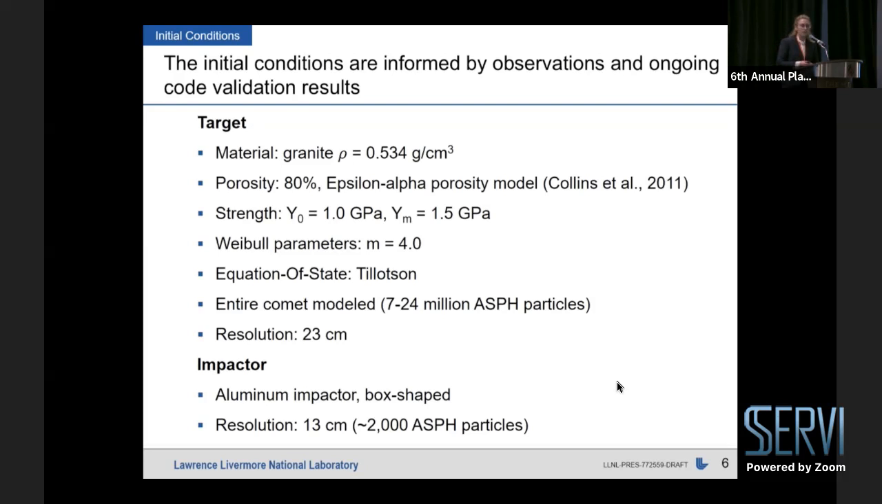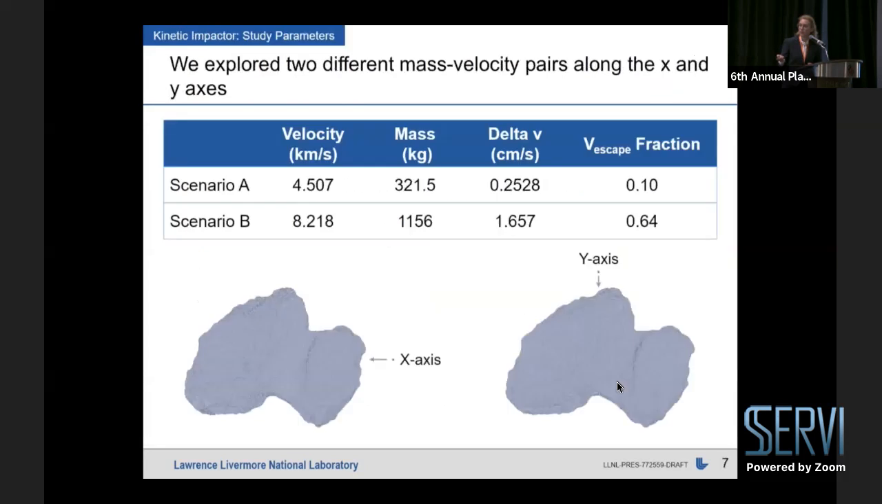We used the Tillotson equation of state for simplicity, and we modeled the entire shape in its entirety. Some of our previous work took ice cream scoops, but for these simulations, we did them all in 3D, and we did the entire shape. This required about 24 million ASPH particles, which resulted in a resolution of around 23 centimeters. For our impactor, we used aluminum in a cube shape, which translated to a resolution of around 13 centimeters, using about 2,000 ASPH particles.